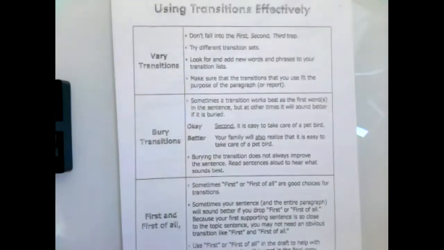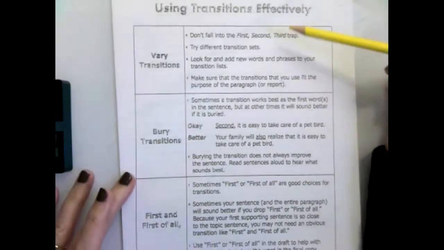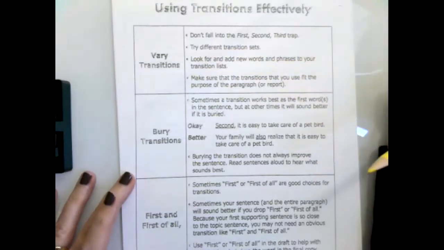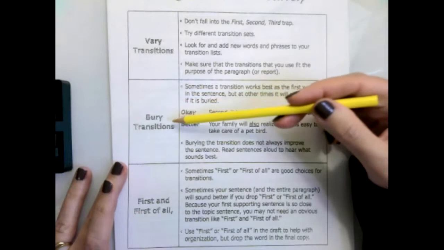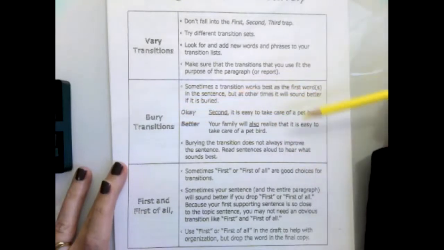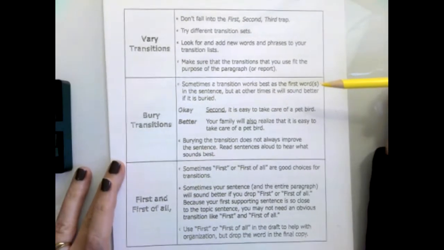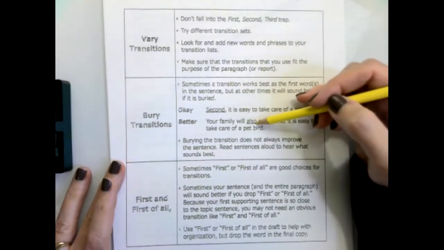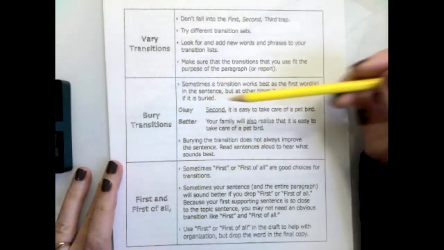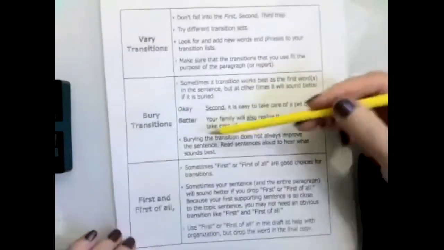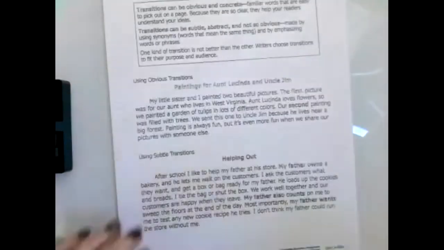Okay, so then I just want to go over very quickly that it's important that we vary our transitions. We don't want to use the same ones over and over again. Also, burying or embedding a transition is much more creative and much more effective if we can do that instead of always sticking them at the beginning of the sentence. So have your child try to do some burying of their transitions.